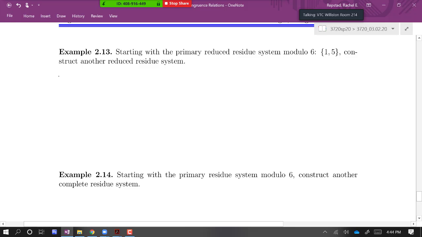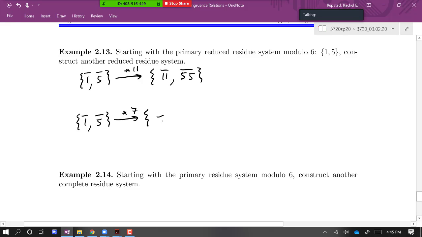Let's pick an integer that is relatively prime to 6. Some integer that shares no divisors with 6. Something that's not divisible by 2 or 3. Has to be odd. About 11. 11? 7. 7? Okay, we'll do them both. So I take 1, 5. If I multiply this by 11, I get 11, 55. That's another reduced system. If I take 1, 5, multiply it by 7, I get 7, 35. So these are reduced systems.